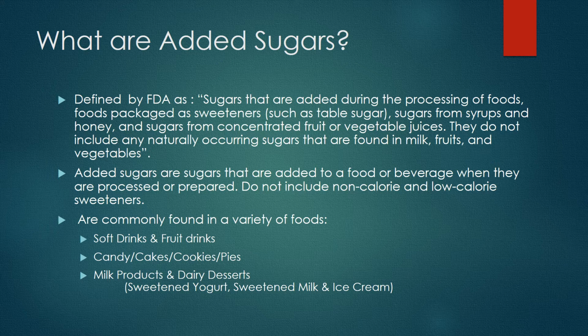A few commonly found options of added sugars are in soft drinks, fruit drinks, candies, cakes, cookies, pies, and most desserts, and can also be found in our milk products and dairy desserts. These include things such as our sweetened yogurt, sweetened milk like chocolate, vanilla, or strawberry, as well as our ice cream choices.